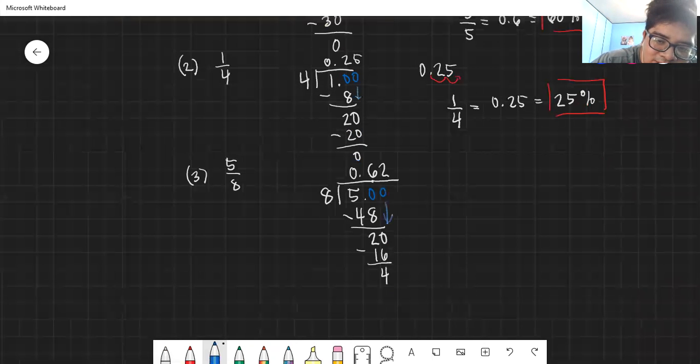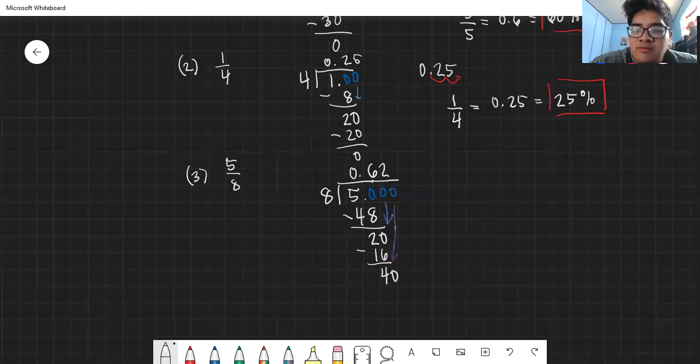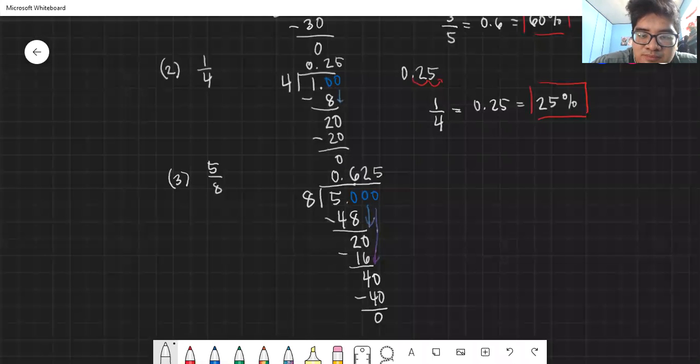And add another 0, and bring down that same 0. Okay? So, magiging 40. Ilang 8 meron ng 40? Edi 5. 5 multiplied by 8 is 40. Subtract 0. Okay, so, anong meron tayo? Anong moral of the story?